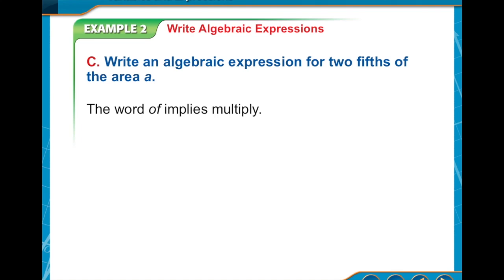Well, we know of means multiply. So we're going to multiply 2/5, which is a fraction, times the variable A. So our answer is just 2/5 times A. Or we could also bring that A up top and have the expression written a little bit neater. But of course, this is what most people probably intuitively got. And of course, these are both the same. So we'll go ahead and write down 2/5 A as our solution. This is example 2C in your notes.